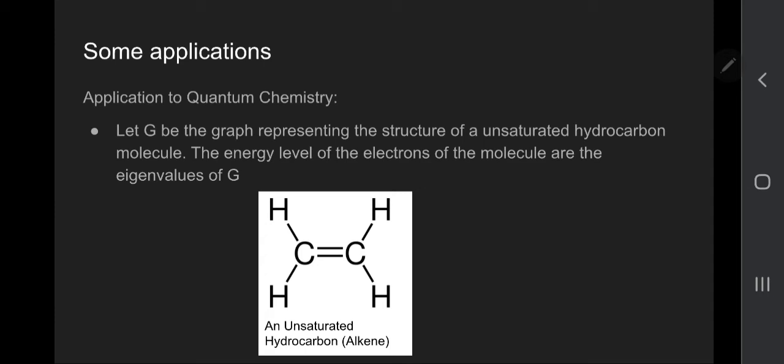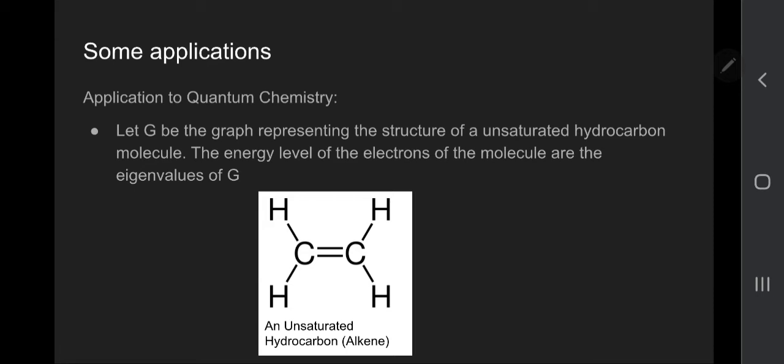So yeah, let's say that you take that molecule and you represent it with a graph G, and you find the adjacency matrix of that graph G, and you find its eigenvalues. The interesting thing is that when you find the eigenvalues of the graph, they correspond exactly with the energy levels of the electrons of the molecule G.